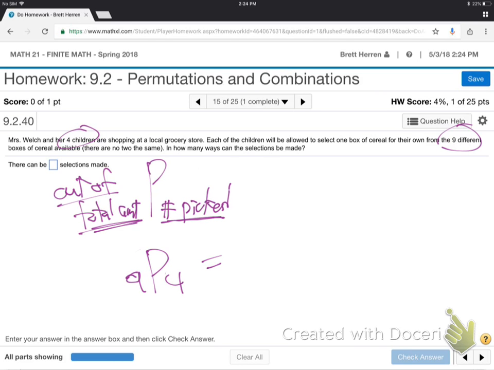I'm getting 3,024. That's a lot, isn't it? There's over 3,000 ways the kids can pick their cereals? Yeah. These things add up real quick.